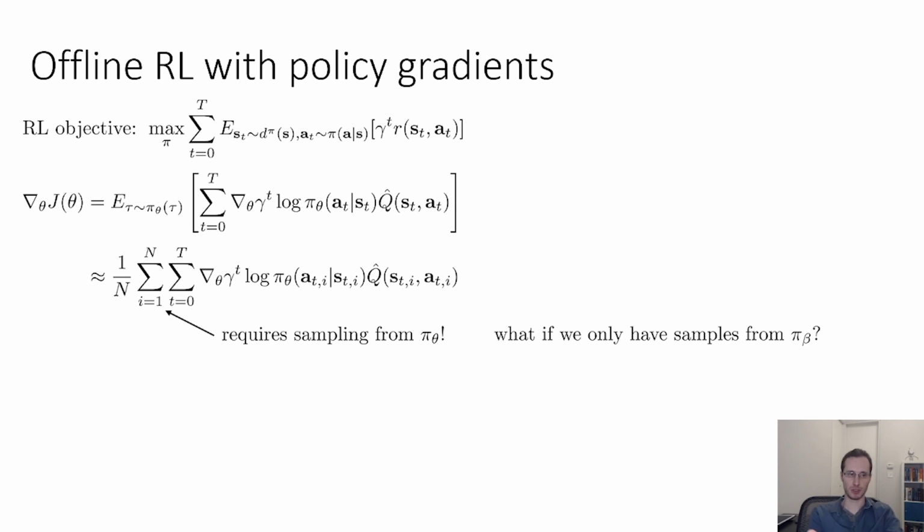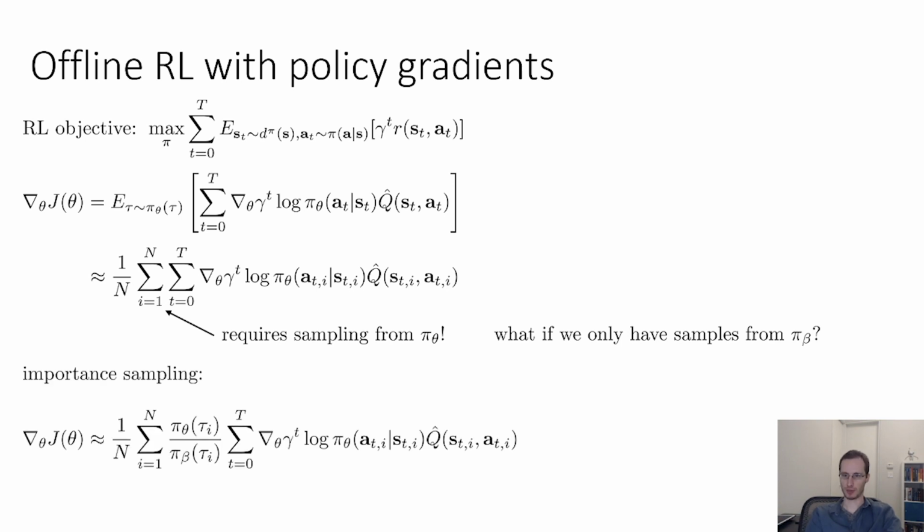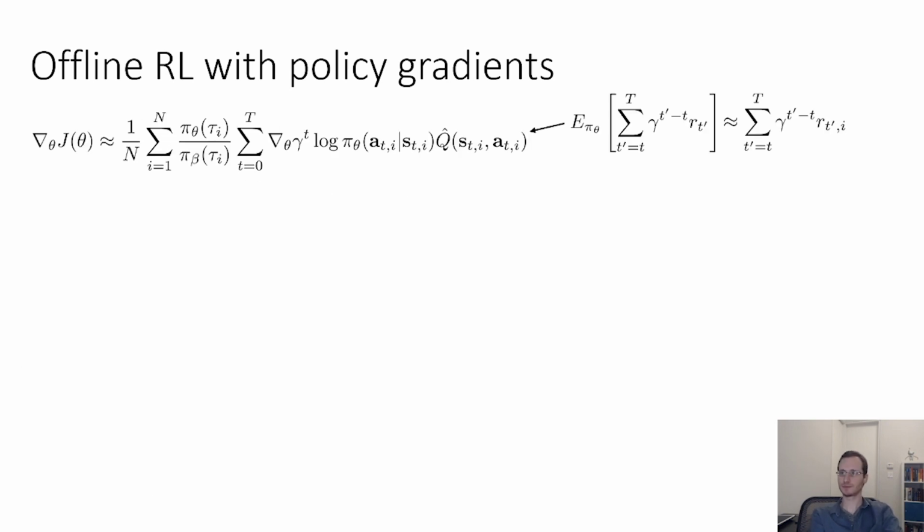Well, one common trick we can employ if we want an expected value under one distribution, but we have samples from another, is to employ importance sampling. So we put in this importance weight, pi theta of tau i, divided by pi beta of tau i, and this is an unbiased, consistent estimator for the policy gradient. But it's a very high variance estimator in practice. So let's look at the importance weights a little more closely.